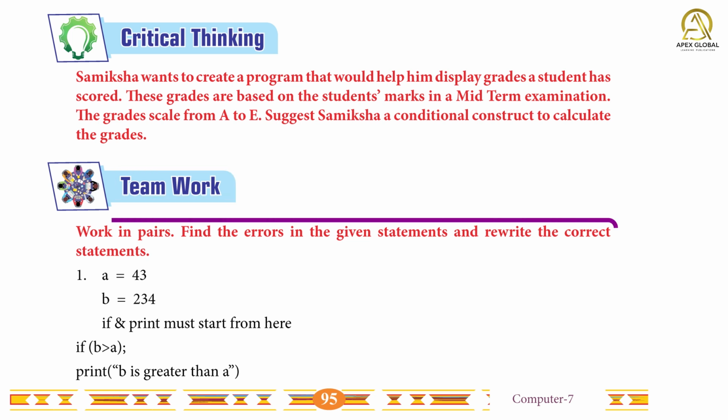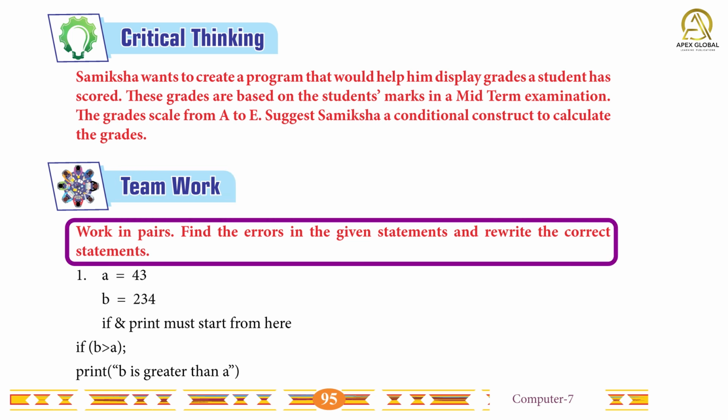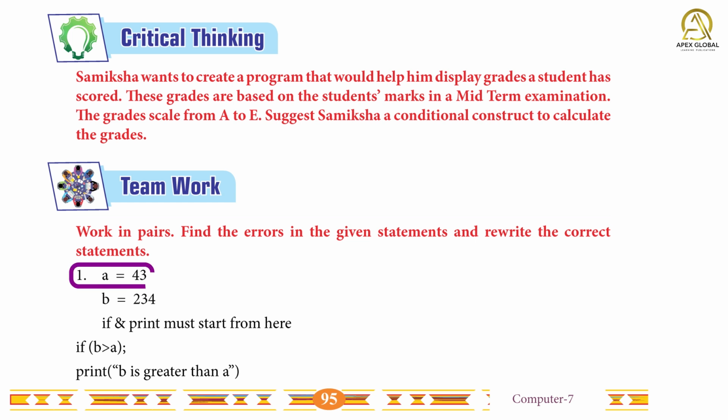Teamwork. Work in pairs. Find the error in the given statement and rewrite the correct statement. 1. a = 43. b = 234. If and print must start from here. If b is less than a, print b is greater than a. Answer. Ask students to do it by themselves.